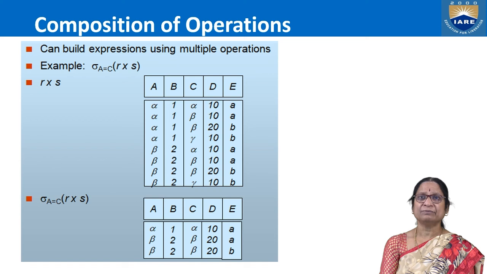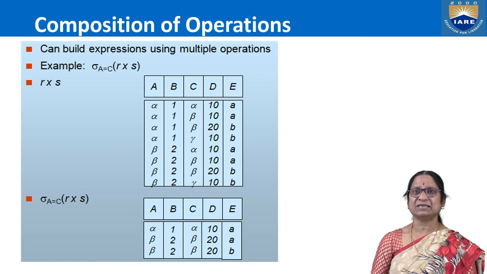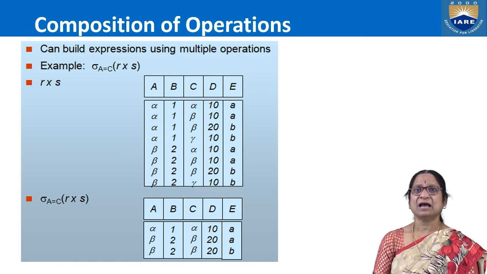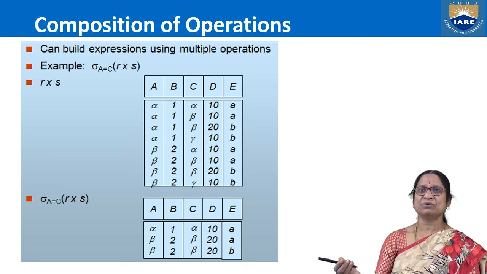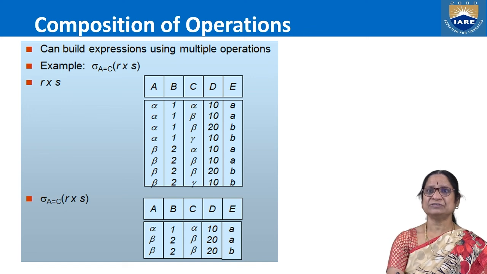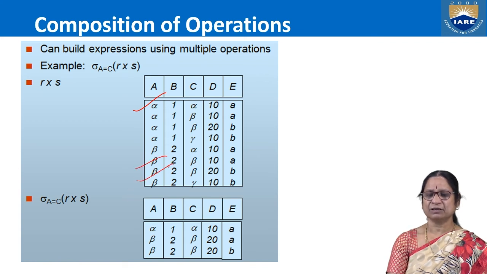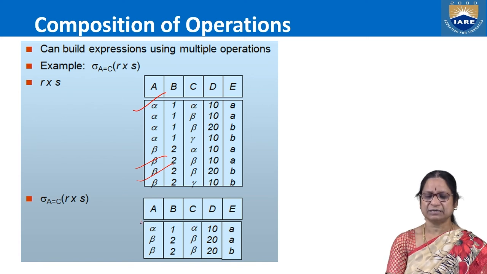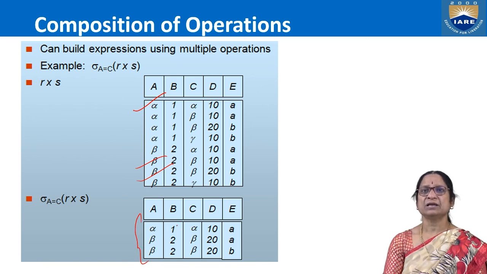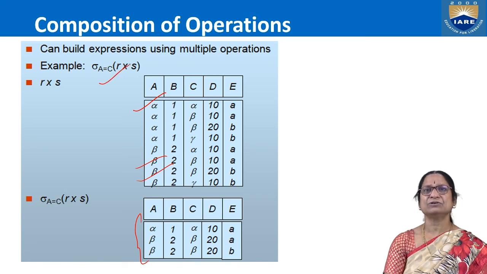So here we can write a combination. For example, I want to get all tuples from R cross S where A is equal to C. That is, the attribute A has the same value as attribute C. Then from R cross S, I will get the result of only 3 tuples. Total 9 tuples are there. So we want to check A equal to C. A equal to C means alpha equal to alpha, first one. Okay, beta is equal to beta, second one, and beta is equal to beta, third one. So these 3 tuples are listed here, which satisfy the condition A is equal to C.